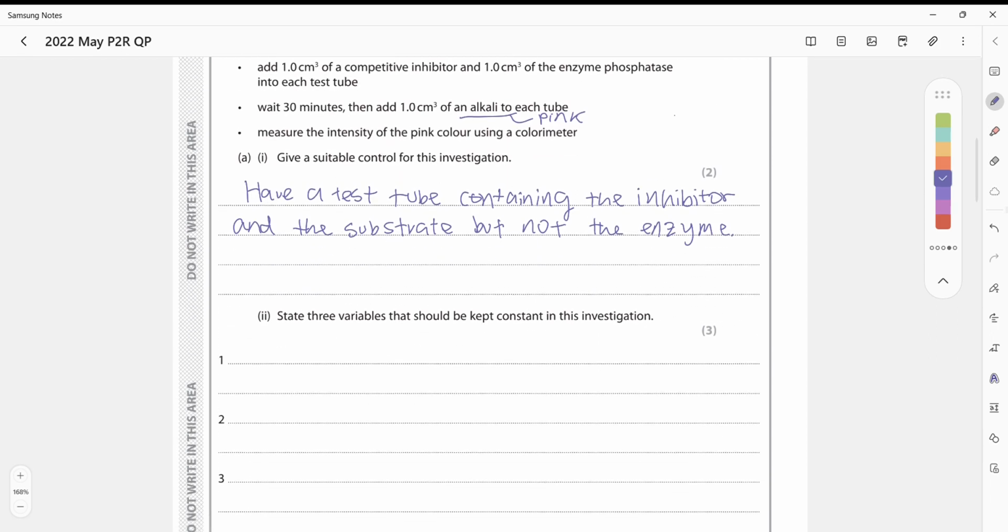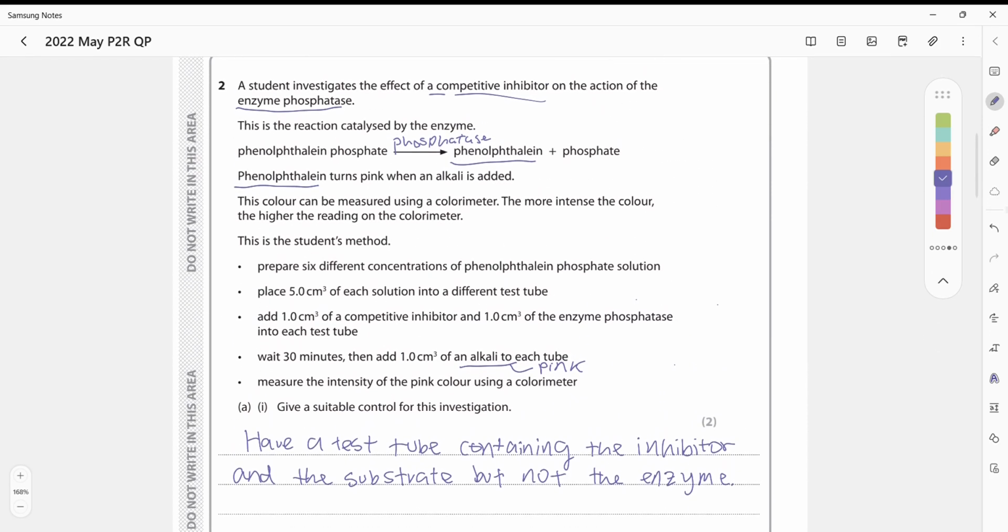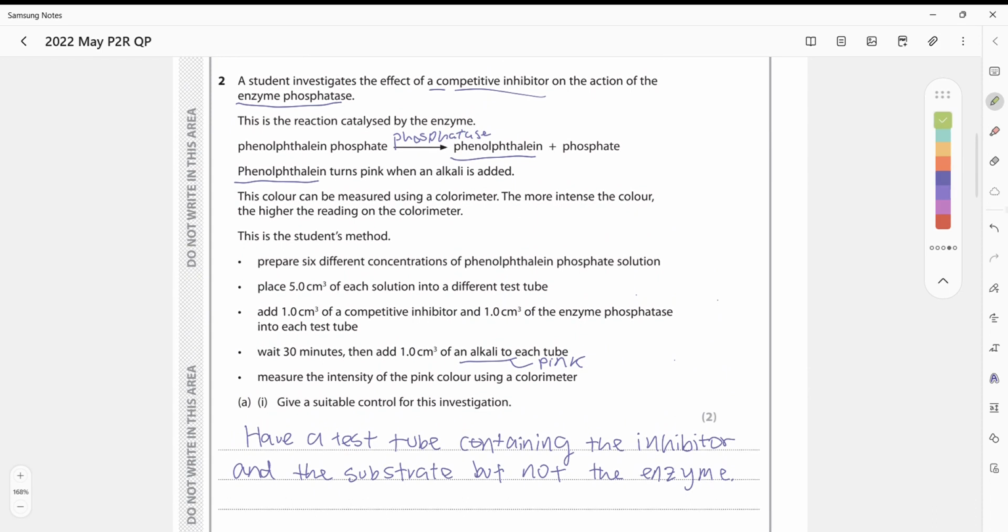Okay, state 3 variables that should be kept constant in this investigation. So let's scroll back up so that we can see what we're dealing with here. Whenever we're dealing with enzymes, we want to make sure that number 1, the temperature, and number 2, the pH are controlled, unless the temperature or the pH happens to be the independent variable. The reason why is temperature affects the rate of enzymatic activity. The greater the temperature, the faster the enzyme works, and if the temperature is too high, then the enzyme gets denatured. Whereas pH, if it deviates from its optimum pH, then the enzyme would be denatured. So those are the 2 things.